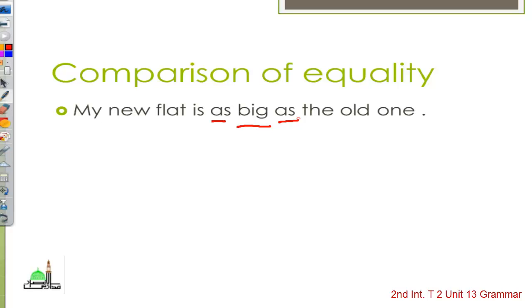I use the adjective between as and as. So what happened to the adjective itself? I don't need anything. As it is, big. Small, as old as. I use the adjective as it is. We don't add anything. As big as. My new flat is as big as the old one.